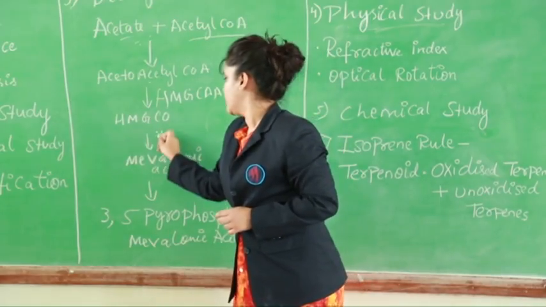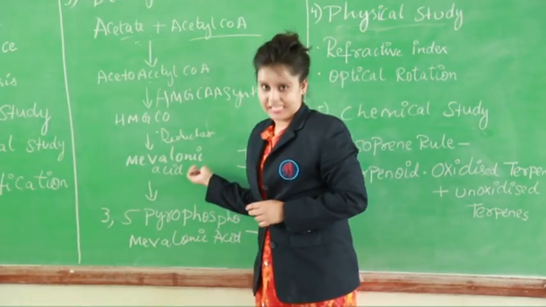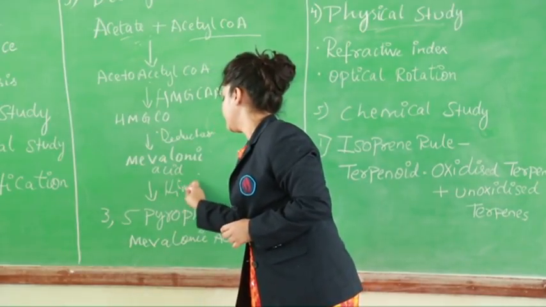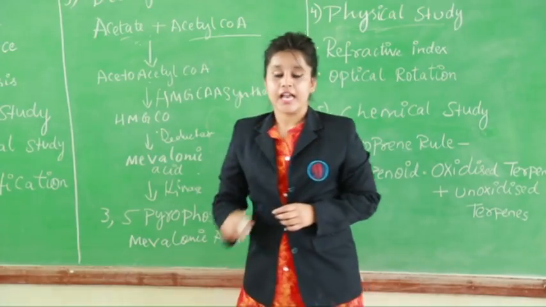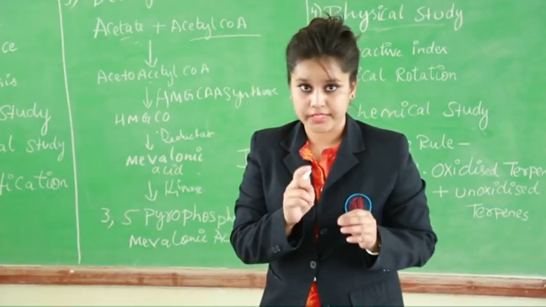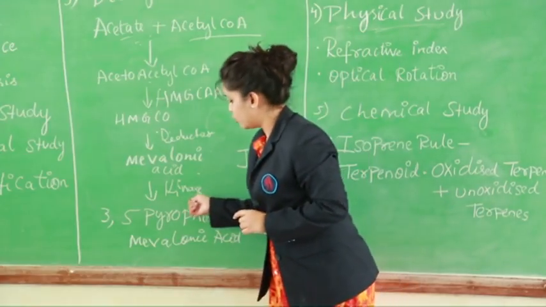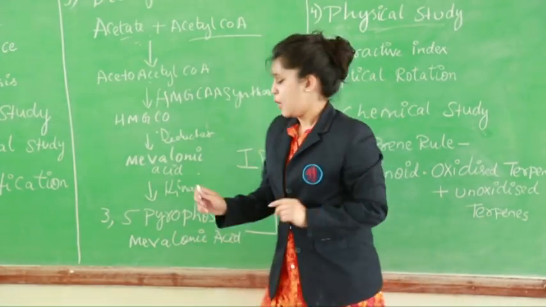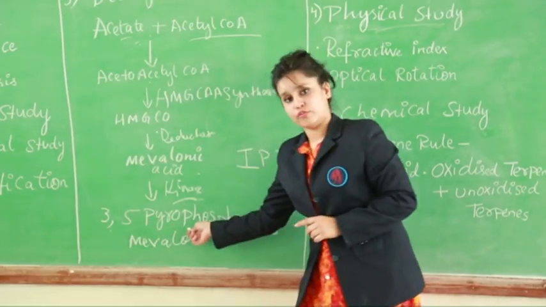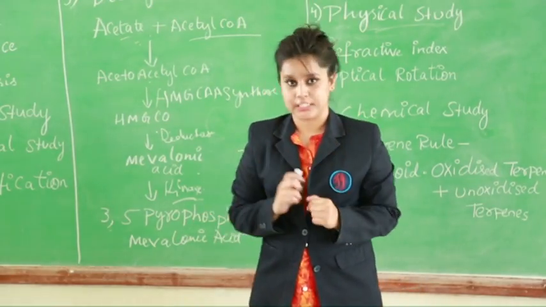HMG-CoA in the presence of reductase gives mevalonic acid. Mevalonic acid in the presence of kinase. Kinase is an enzyme which is responsible for the introduction of a phosphate group. Phosphate? Yes, the mineral phosphate. It is actually 2 steps, but here kinase will act 2 times to give 3,5 pyrophosphate mevalonic acid. That means 2 phosphate groups are introduced.